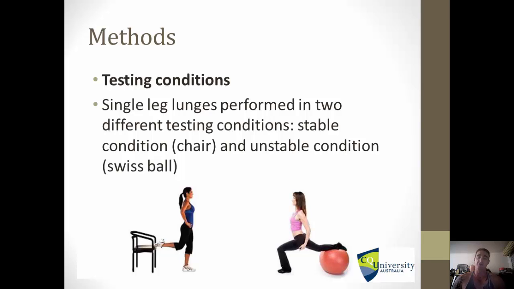For each repetition we were alternating our repetitions, so we'd go 1 stable, then 1 unstable, 1 stable, 1 unstable. Each repetition required the participant to flex the knee so that the non-dominant knee was approximately 1 centimetre away from the floor, and then back up. Each repetition consisted of a 1 second down, a hold for 1 second, and up for 1 second.